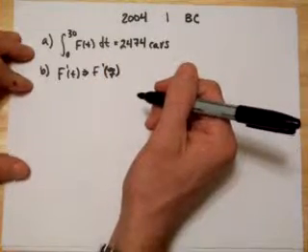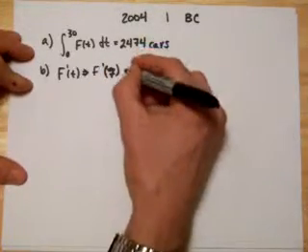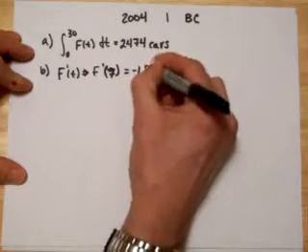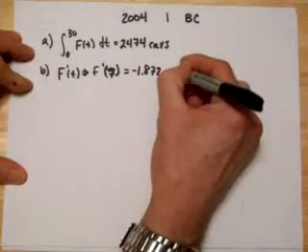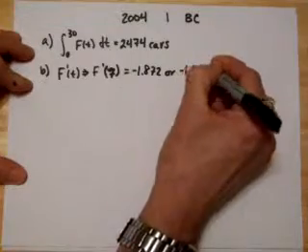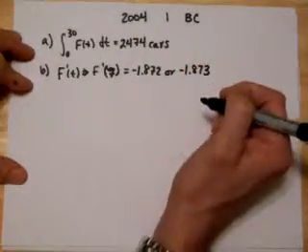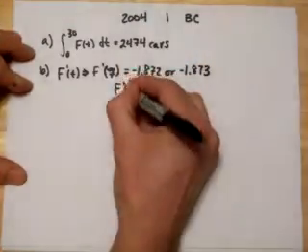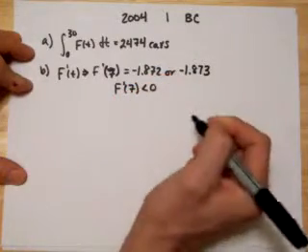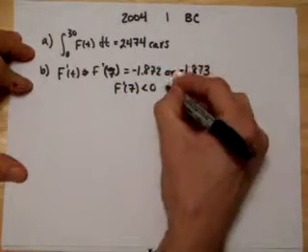And so when I take f prime of 7, I'll get negative 1.872 or negative 1.873. And since f prime of 7 is less than 0, traffic flow is decreasing.